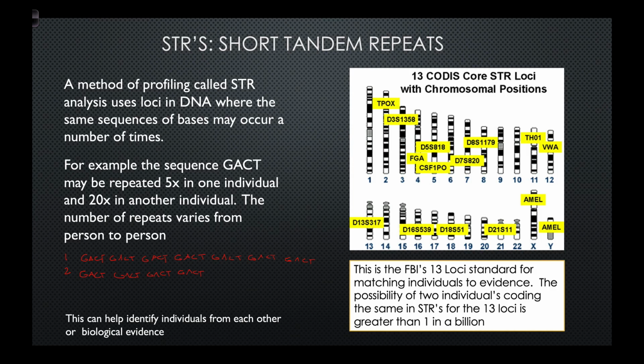The FBI uses 13 known locations on chromosomes in order to do this. The possibility of 2 individuals coding the same STR for all 13 of those loci is greater than 1 in a billion. So when that particular case comes to court and they talk about the possibility of it being from any other person or place, and the number of 1 in a billion enters the courtroom, that's pretty heavy for a jury to hear and ultimately make their decision based on.